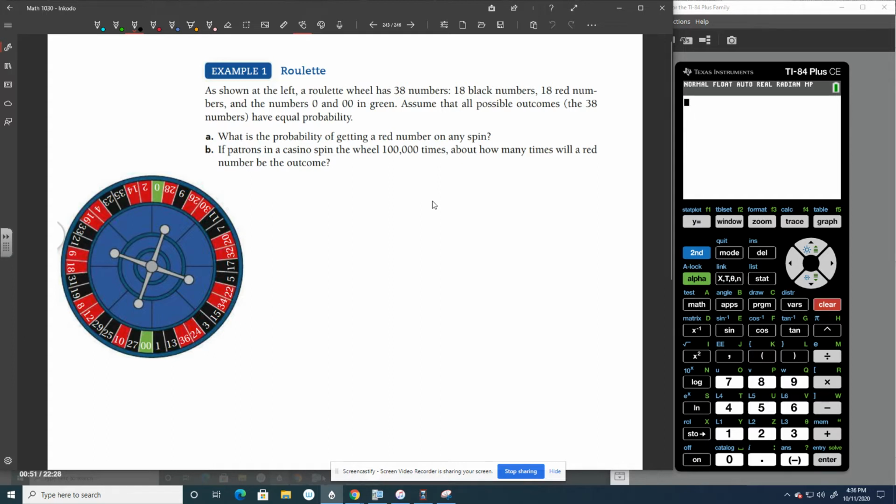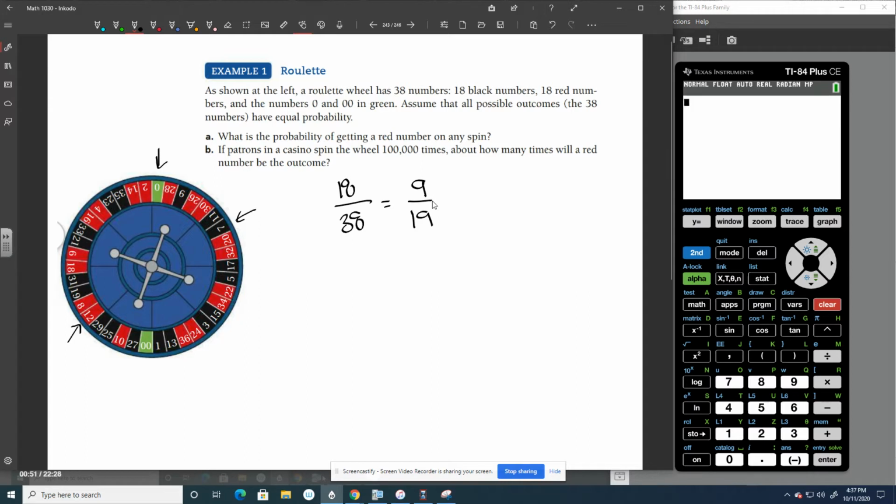Now, if we assume that all the possible outcomes have an equal probability, okay? So we're going to say it's just as likely to get this 0 as it is to get a 7, as it is to get a 12. Those are all just as likely to happen. So what is the probability of getting a red number? If I spin one time, I've got 18 red numbers out of 38 total numbers. So that's my probability, 18 out of 38. Now, we should probably simplify this to be 9 over 19. So I've got 9 out of 19 chances of getting a red.